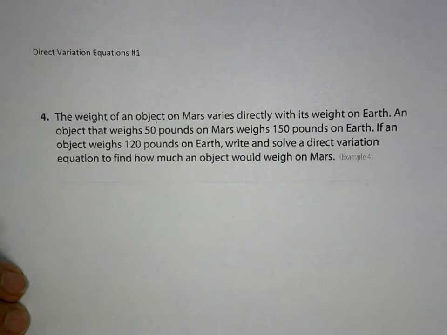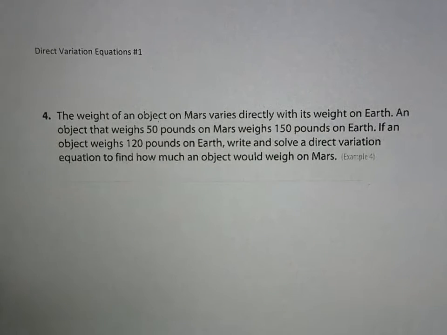Direct variation equations number 1. Let's remember that the first thing we have to do is find that sentence that tells us which is x and which is y. And that's the sentence that tells you that something varies directly or that something is proportional.